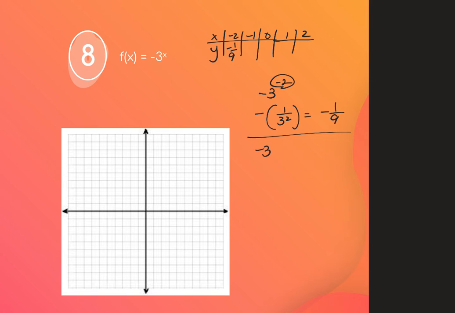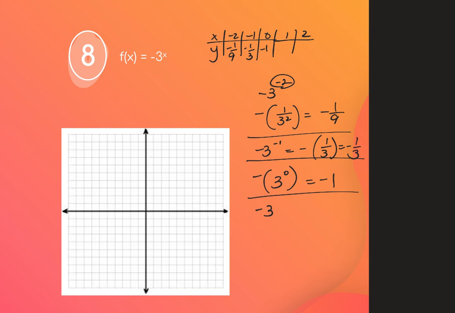So -3 to the -1 would be -1/3. -3 to the 0 would be -1. -3 to the first would be -3. And -3 to the second would be -9. So that negative stays on the front because it's not inside the parentheses. Then we go to graph. -2 and -1/9. -1 and -1/3. 0, -1. 1, -3, and 2, -9.